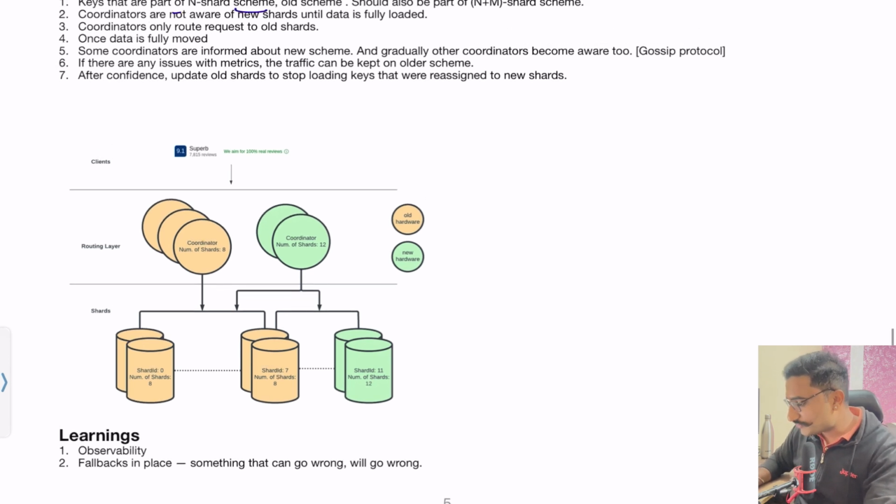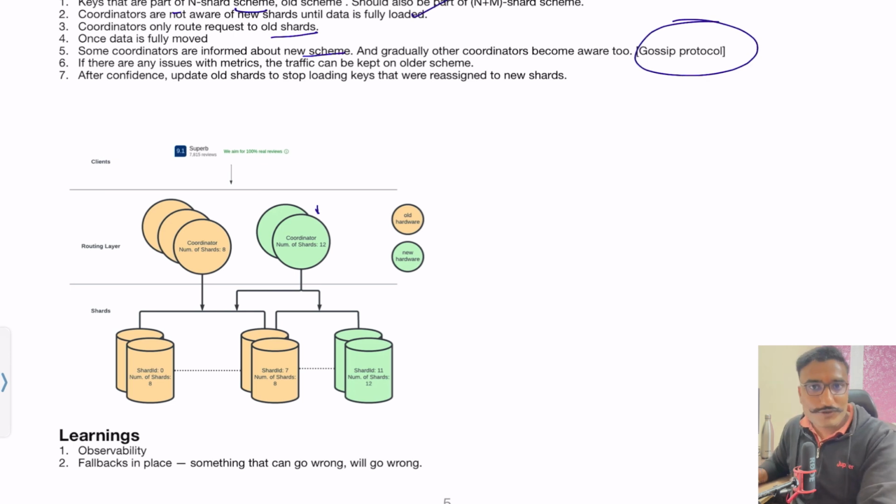So what you are trying to do here is, coordinators only route requests to the old shards. You have added the new shards, but right now the requests are only served by the older shards. Once the data is fully moved, meaning whatever keys have to be remapped to these new shards, some coordinators inside the routing service component are informed about the new scheme, and other coordinators also become aware.